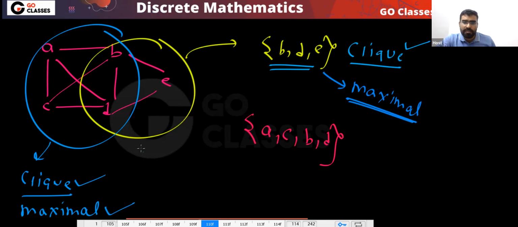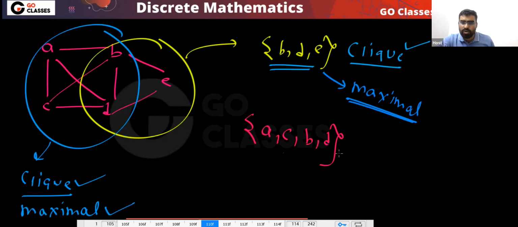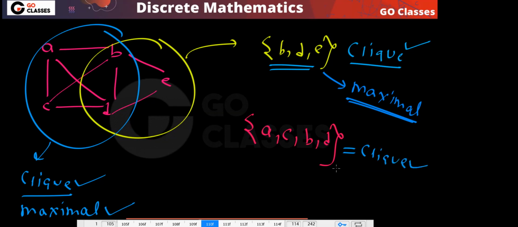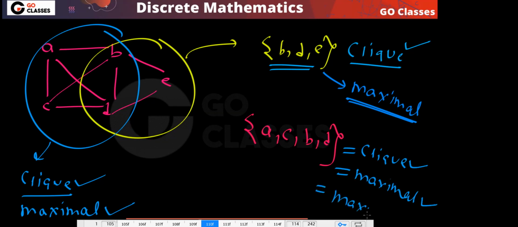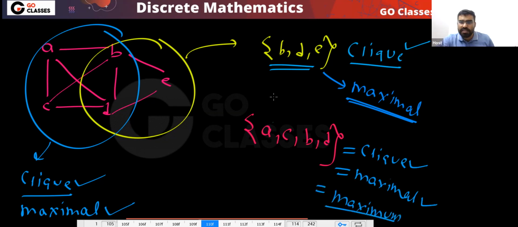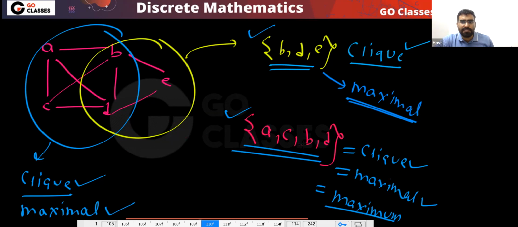So this is maximal because you cannot add something more. This is maximal because we cannot make it bigger. And this is maximum also, because this is the largest you can create. This is also a clique, but this is the largest you can create. Is the difference clear? This is maximal, this is maximum.